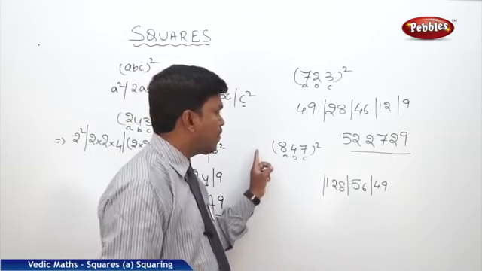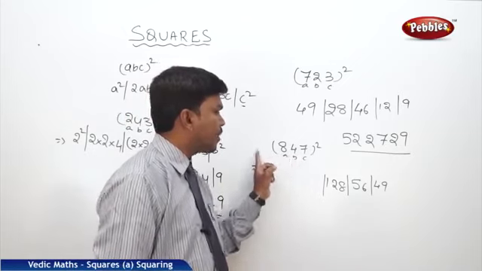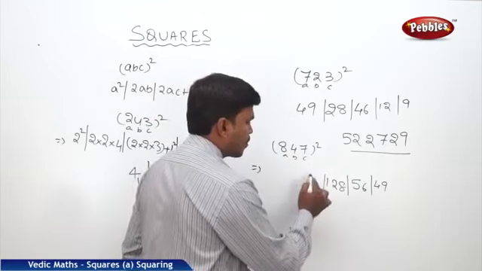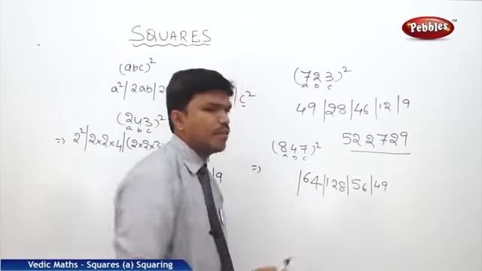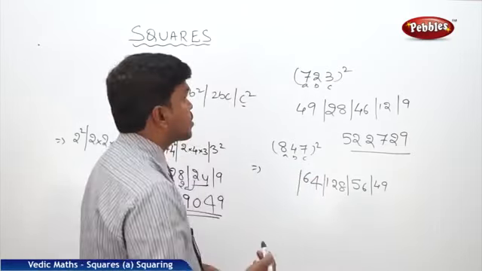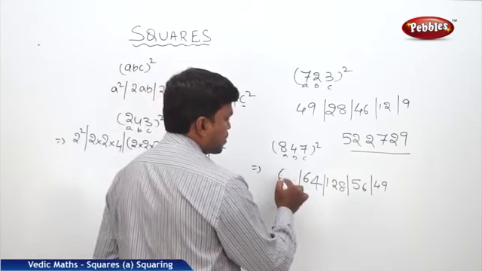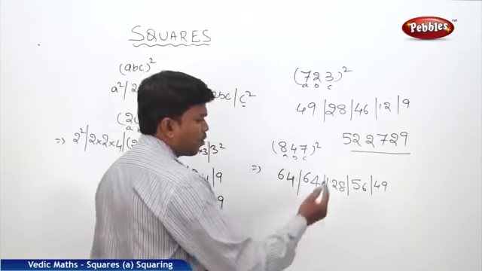Next, 2ab. So what is 2ab? 2 into 8 into 4. 2 8s are 16. 16 4s are 64. A square. So what is a square? 8 square, 64.